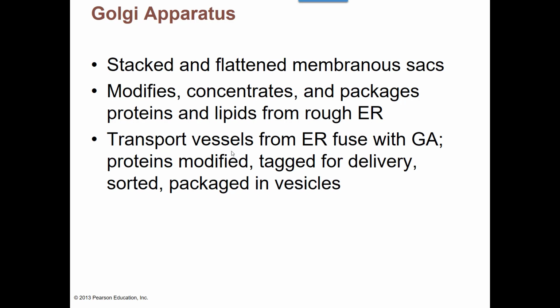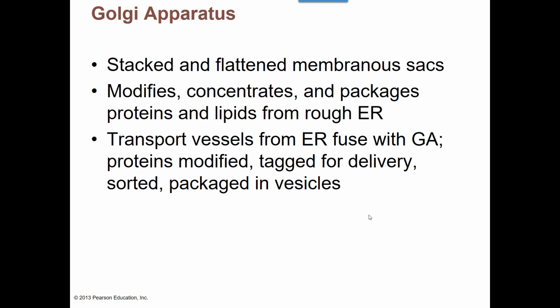So a lot of things are coming from the rough endoplasmic reticulum, and these little vesicles that come from the rough endoplasmic reticulum are going to fuse with the Golgi apparatus. They get modified, they get tagged for delivery, they get sorted, they get packaged, and then they get shipped out. I like to think of the Golgi apparatus as a distribution center. Things are going to go in there, they're going to arrive, they get repackaged, they get reorganized, and then they get shipped off to wherever they need to go.